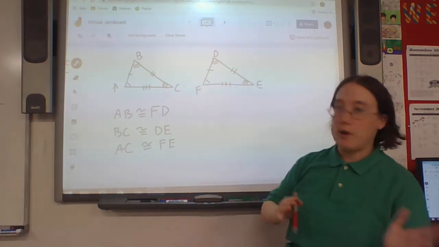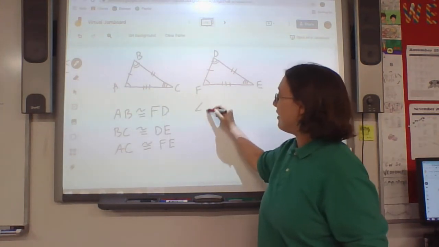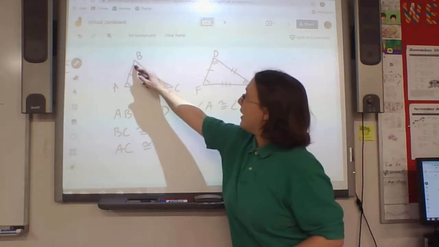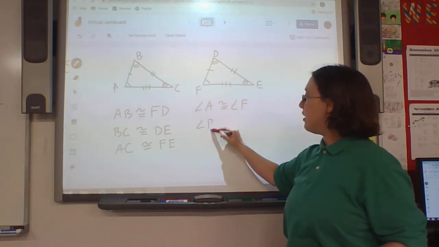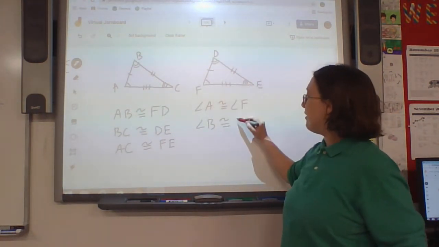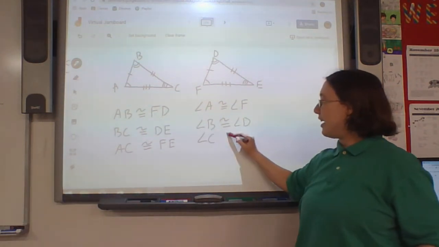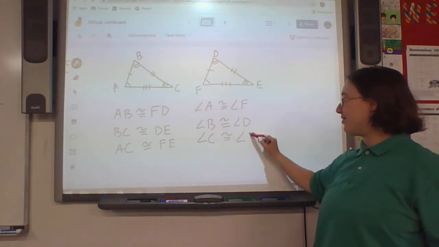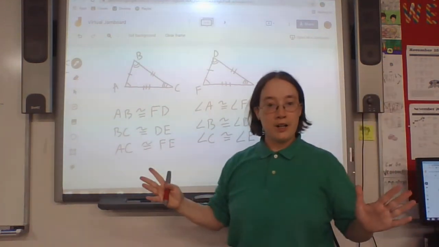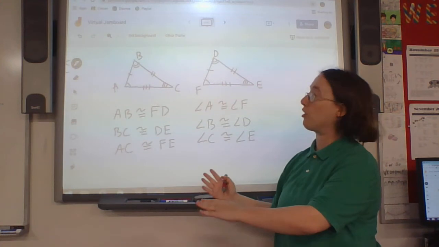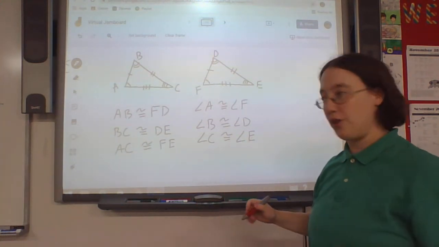And same sort of thing with our angles. So we can say that angle A is congruent to angle F, and angle B is congruent to angle D, and angle C is congruent to angle E. But if we want to talk about the polygon as a whole without having to go through and list off all our corresponding parts, then we can also say this.